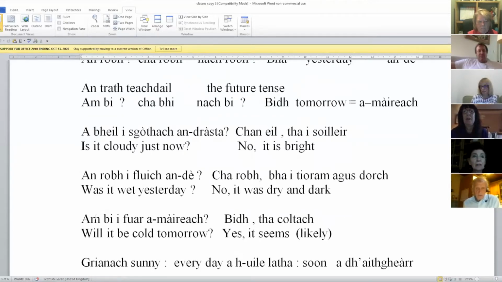The future: will it be cold tomorrow? Cold. Drop the T. Some people use the T. I don't use the T when I'm saying it. Sunny. Grian being your sun, and then making the adjective grianach.